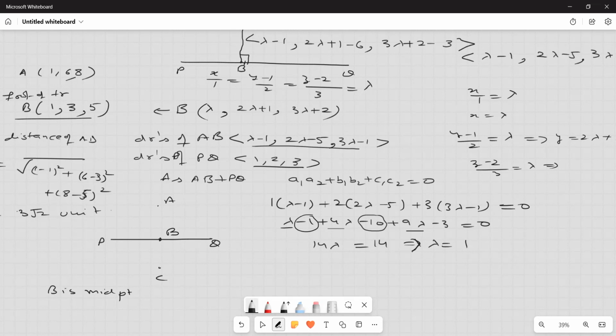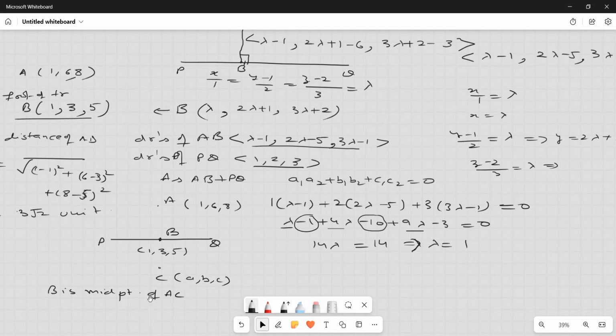So B is the midpoint of AC. What is A? Point A is (1, 6, 8). Point B is (1, 3, 5). Take the C point as what are you taking? We have already taken ABC, so let us take it as ABC.